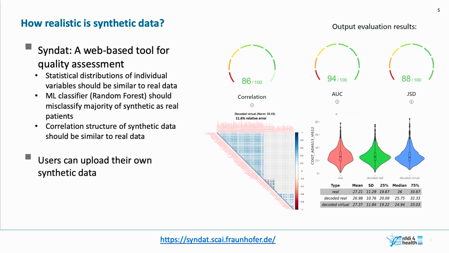And as you see, there are different levels or aspects that can be visualized. For example, we have Jensen-Shannon divergence, which quantifies how the real data set distributions are different from the synthetic data that was generated.